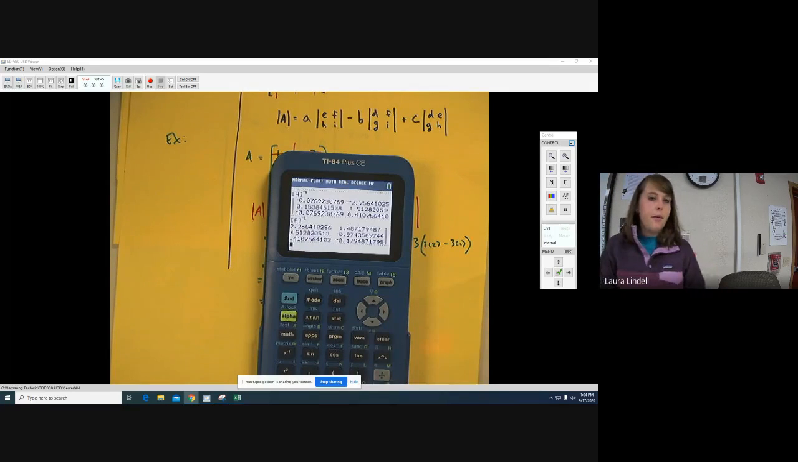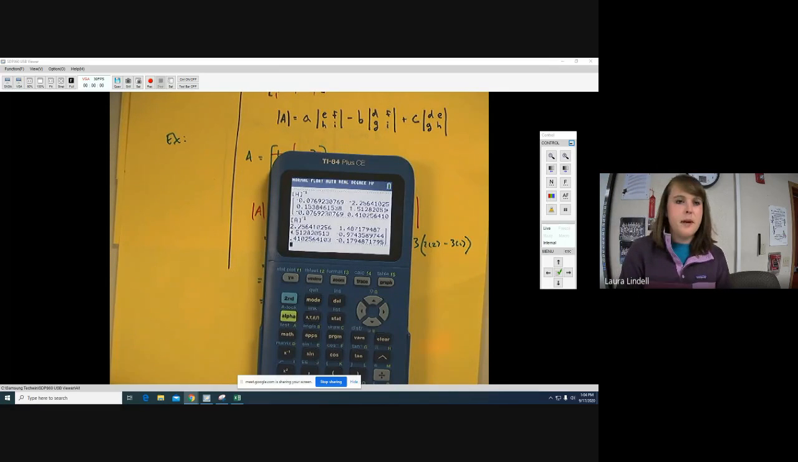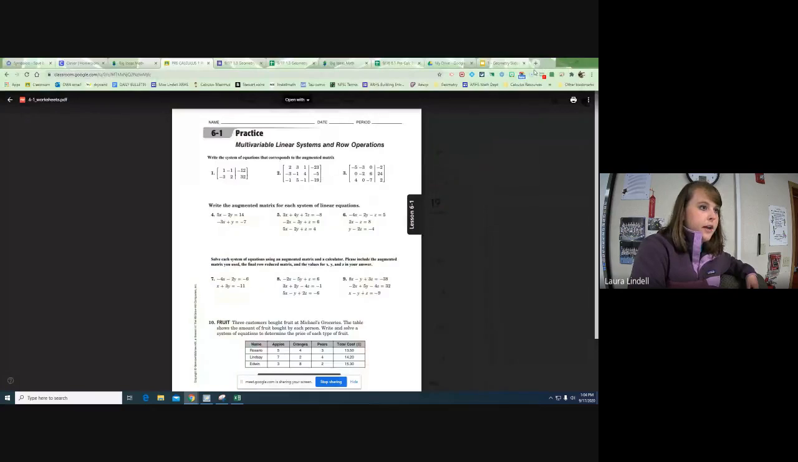Okay, and you can do that with 2x2s in the calculator too, but with 2x2s, I find that rather than typing it into the calculator, it's actually quicker to calculate it by hand. Okay, let's go do Desmos real quick. It's very similar. It's pretty quick.